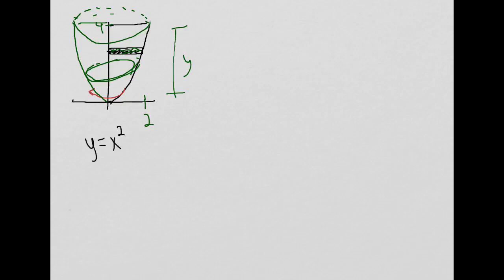I know that the radius is equal to this thing right here. So that's my x value. But since I'm doing dy, right, maybe I'll write it out. I want volume. Volume is pi times the integral, I'll leave it blank for now, of r squared dy.